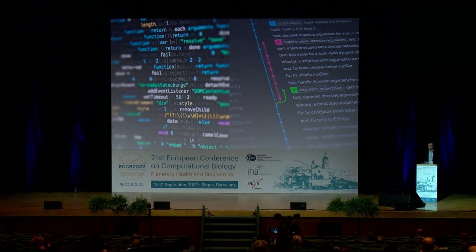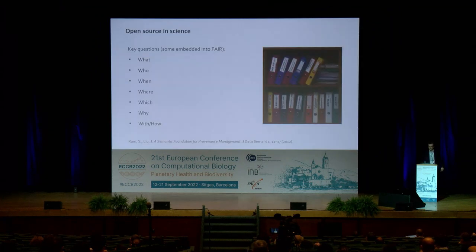Usually when people think of open source, they think about source code and releasing the source code. But it's actually more than that, right? It's about the process of maintaining and versioning that source code and having releases. These are practices that are by now standard in software development. But open source in science is a little bit different.